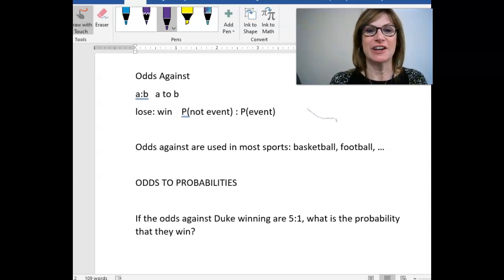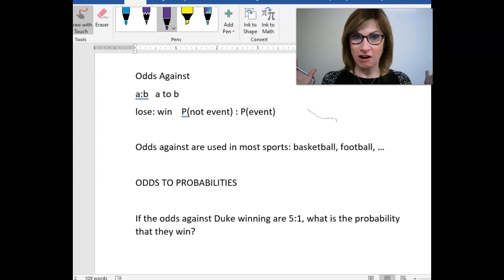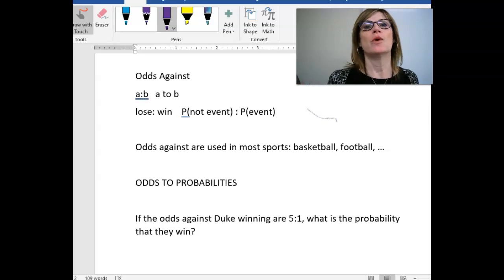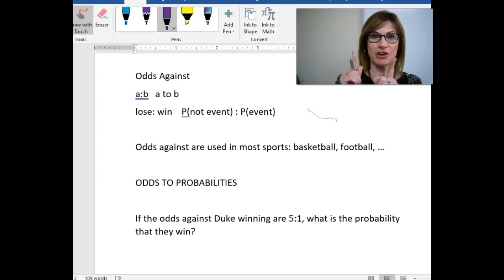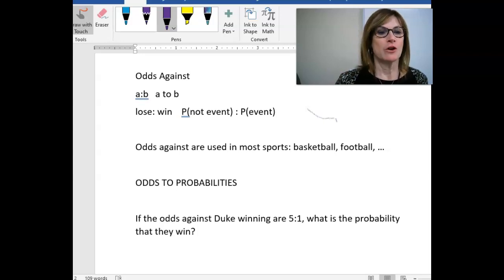Okay, so let's talk about odds. I love, love, love odds because you can look at odds when you are planning to fill out your bracket for the NCAA basketball tournament in March. And that is coming up very, very soon. So we're going to start out and talk about odds against.